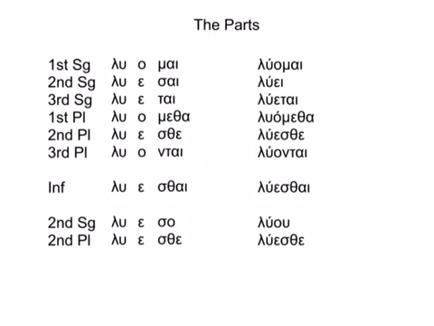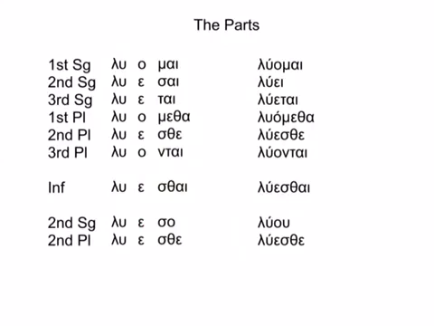So the parts of this verb look like this. We have the stem, lu, and then we have our theme vowels: omicron, epsilon, epsilon, omicron, epsilon, omicron, epsilon, epsilon, epsilon. And then our endings, which you should memorize, are mai, sai, tai, metha, sthe, ntai, sthai for the infinitive, and then so and sthe for second singular and second plural imperative.